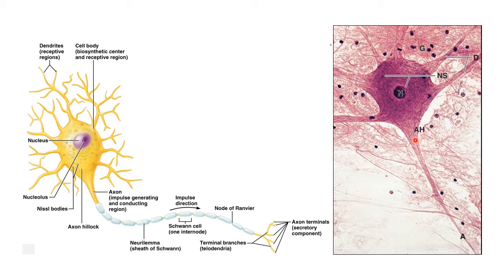And here we have an axon hillock. The axon hillock is the region where the axon arises. AH stands for axon hillock, and these are the dendrites. In the diagram we see the axon arising from the axon hillock here, part of the cell body.